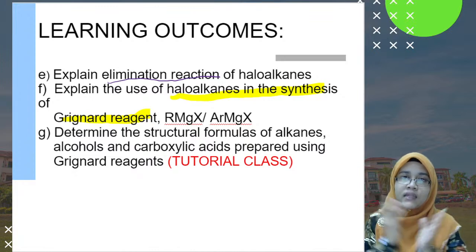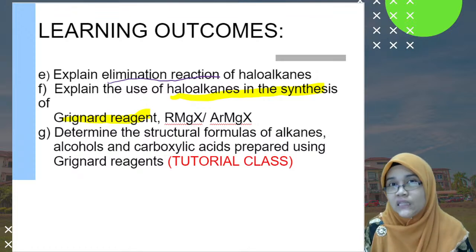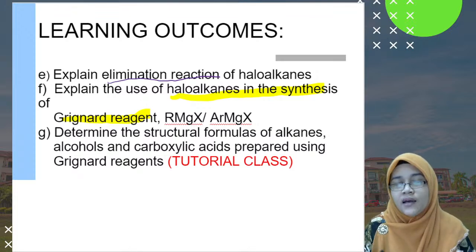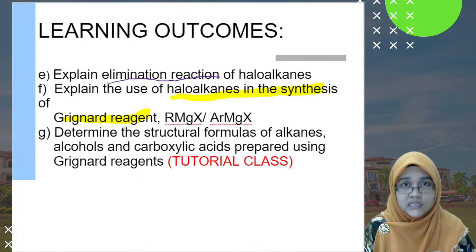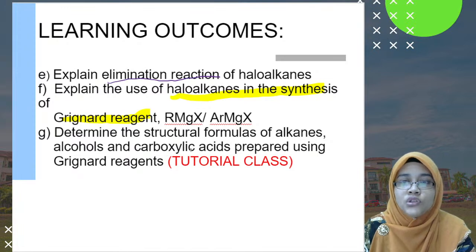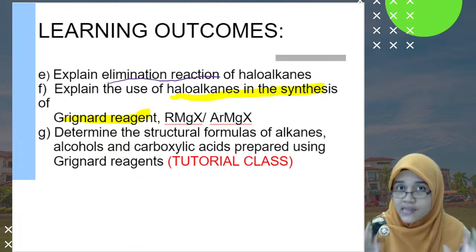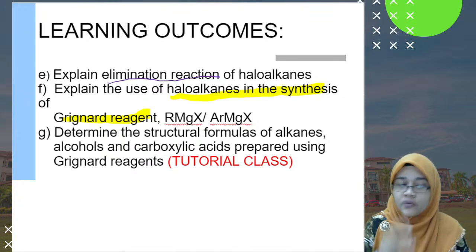So from haloalkane, we will form Grignard, and this Grignard is an intermediate reactant to form many more reactants or organic compounds. So how to use Grignard to react with another compound, this you will learn in your tutorial. I just teach you in this lecture on how to form Grignard compound.